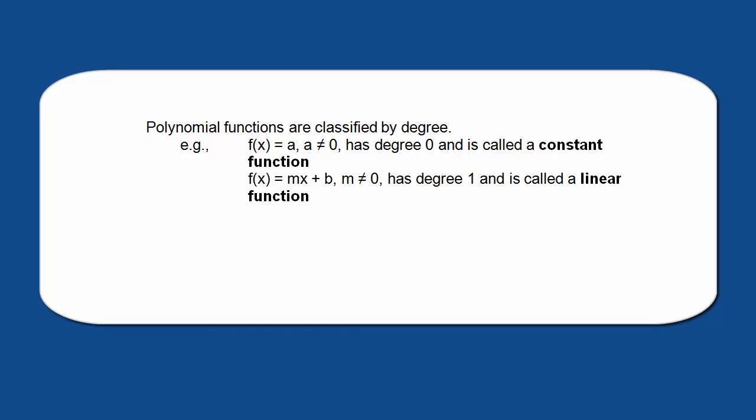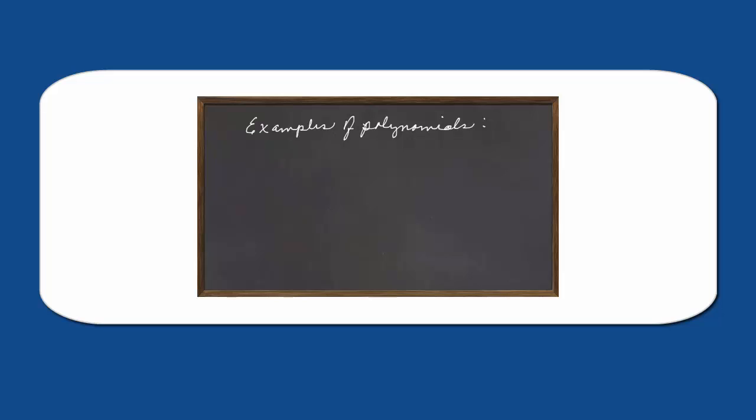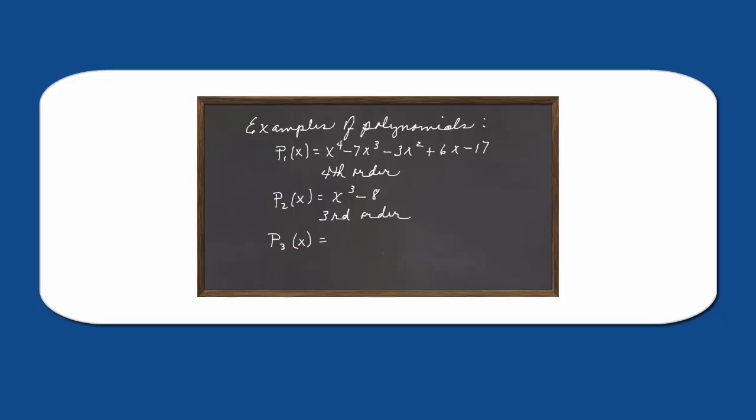A constant function is something like f of x equals a, and a linear function, which we already studied and you're very aware of. Let's look at some examples of polynomials. Our first example will be x to the fourth minus 7x cubed. This is a fourth order or fourth degree polynomial. Our second example, x cubed minus 8. This is either called a third order or a polynomial of degree 3. X to the seventh is a seventh order polynomial.